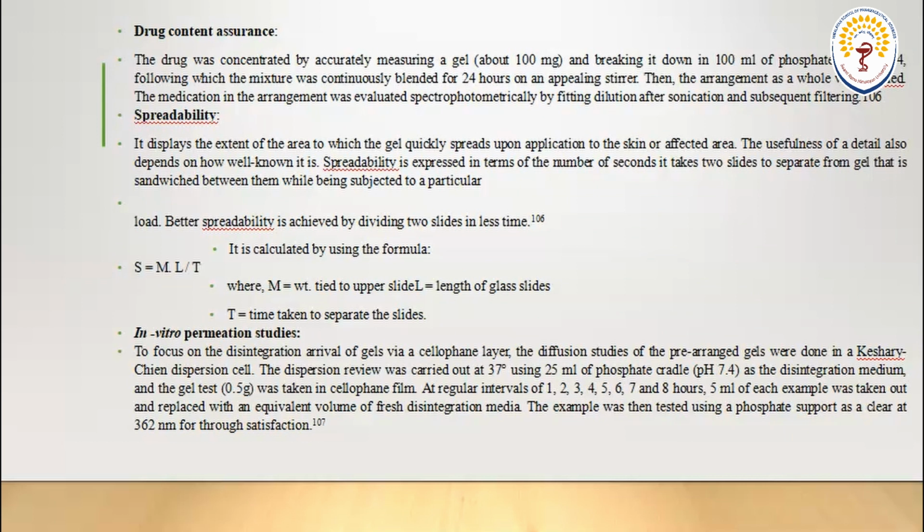Drug content: we will check how much drug is homogeneously dispersed in the gelling agent. Spreadability: this study is important to check whether the prepared gel is easily spreadable on the skin or not. In vitro permeation study: it is performed to check whether our drug permeates easily through the gelling agent or not.